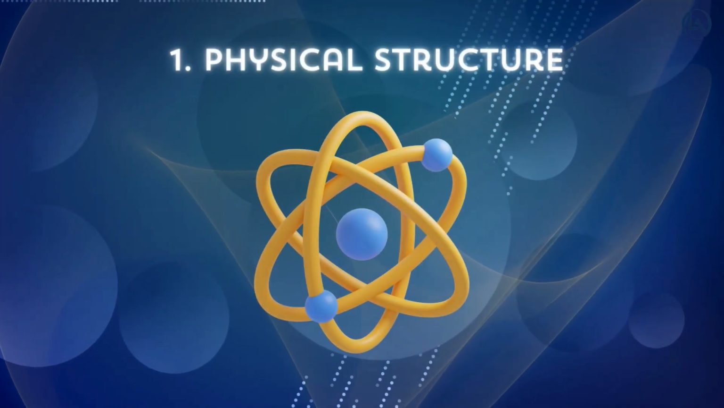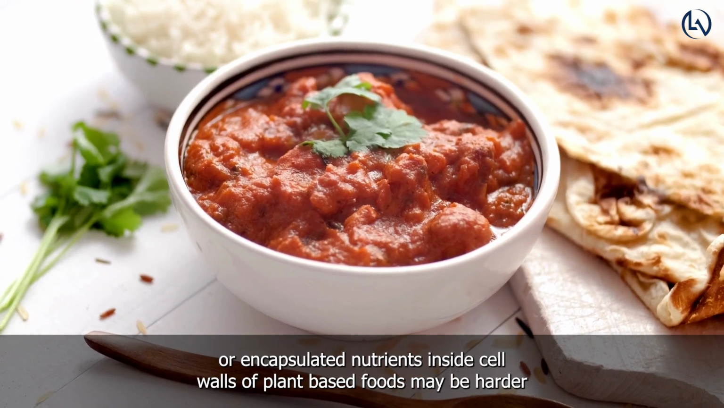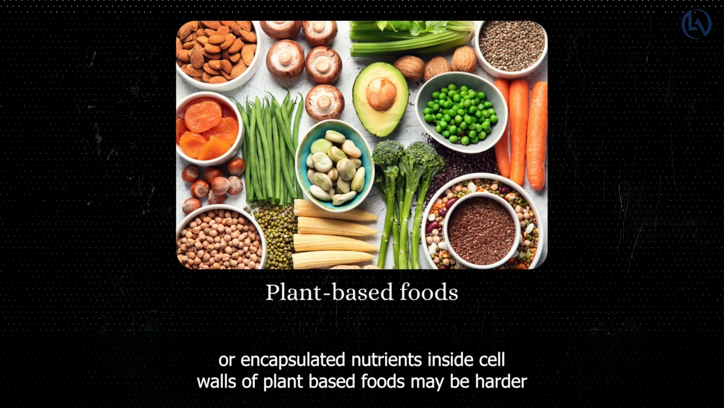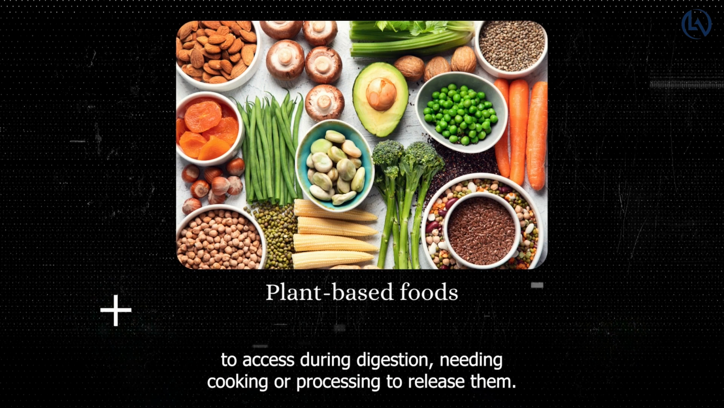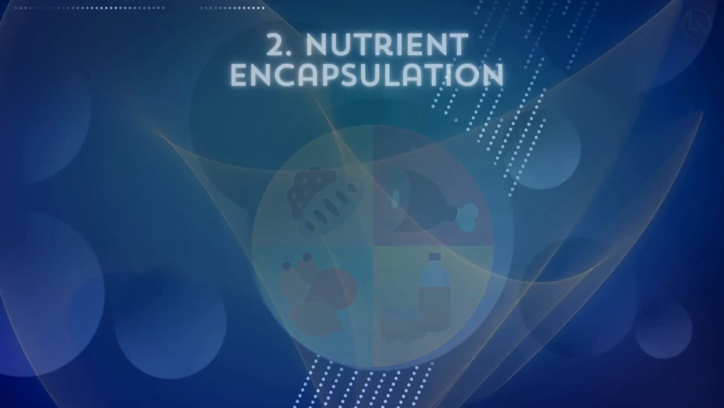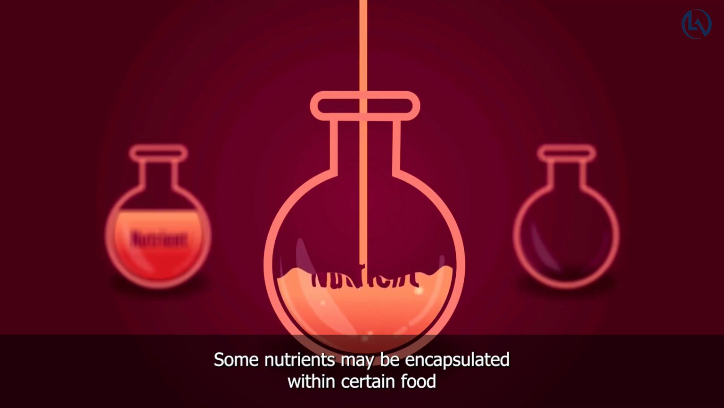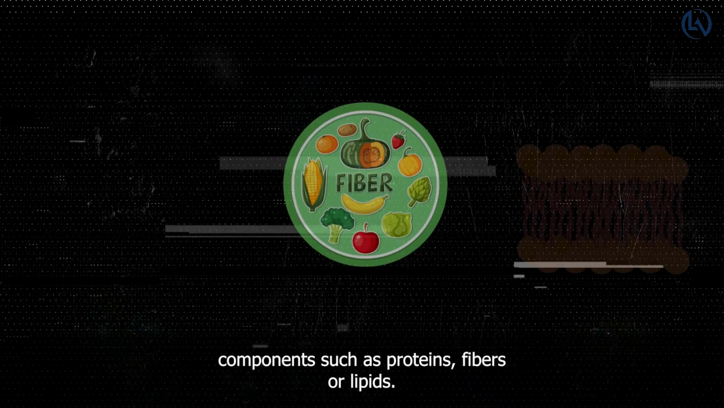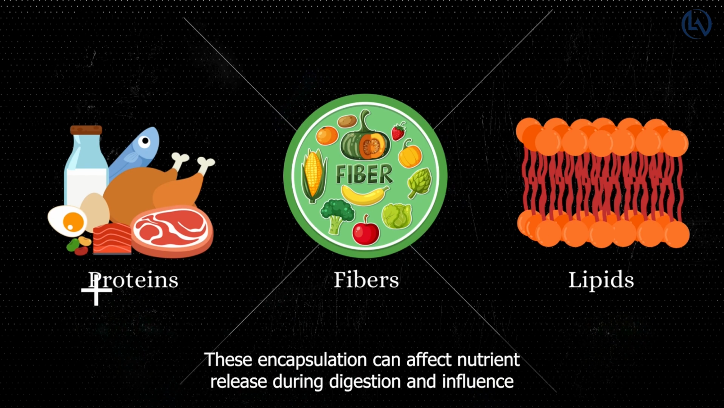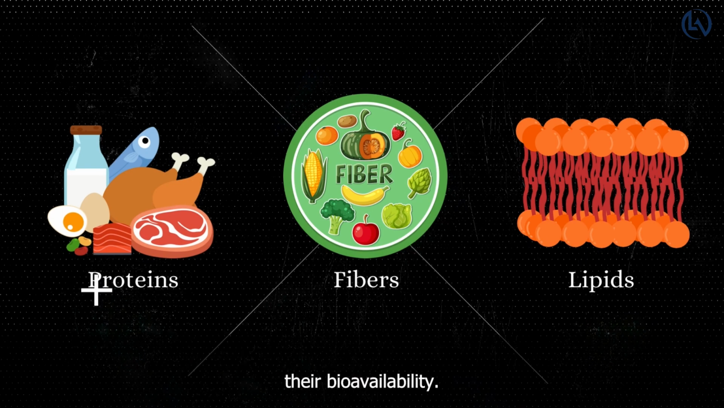Physical structure. The physical structure of food impacts how nutrients are protected or encapsulated. Nutrients inside cell walls of plant-based foods may be harder to access during digestion, needing cooking or processing to release them. Nutrient encapsulation. Some nutrients may be encapsulated within certain food components, such as proteins, fibers, or lipids. These encapsulations can affect nutrient release during digestion and influence their bioavailability.